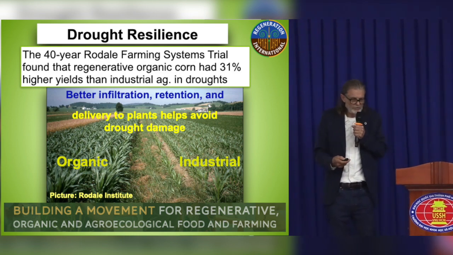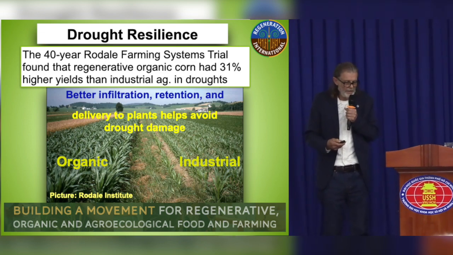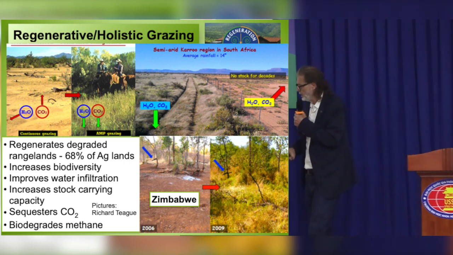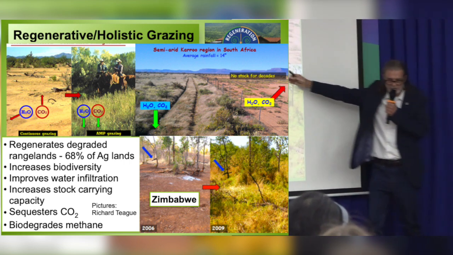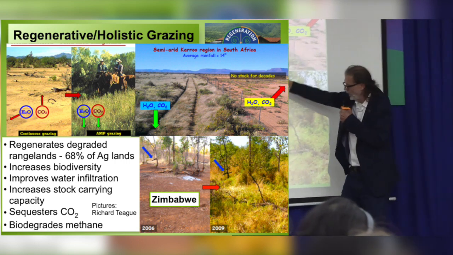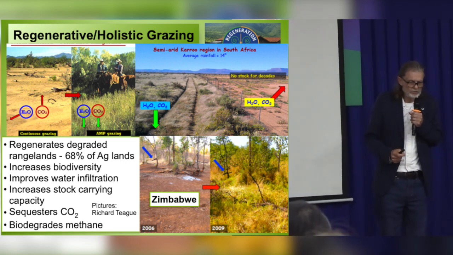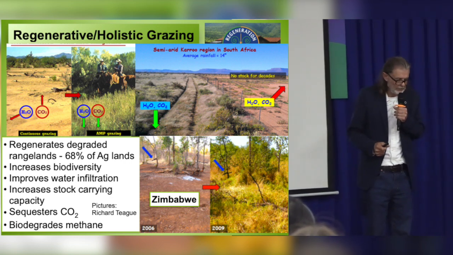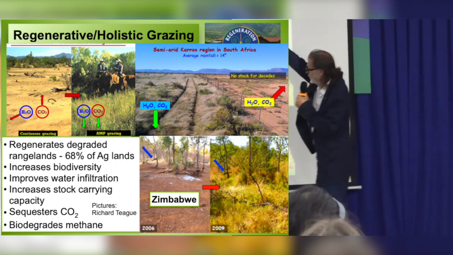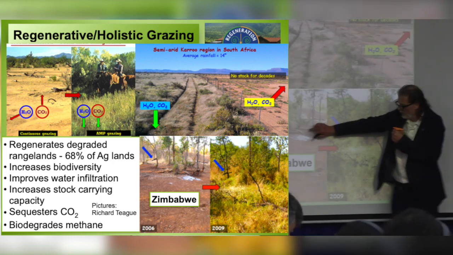So I want to get rid of this notion that organic is lower yielding. Good organic, we get equal and higher yields now. There are other systems like this we call regenerative or holistic grazing, where grazing is one of the areas that causes some of the most degradation because it's done badly. But we can change it and we can regenerate ecosystems and we can trap water. So I want to show you this one.